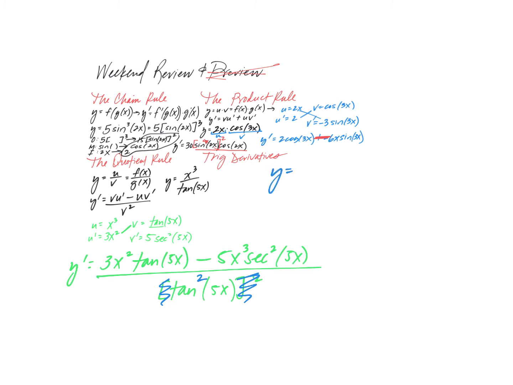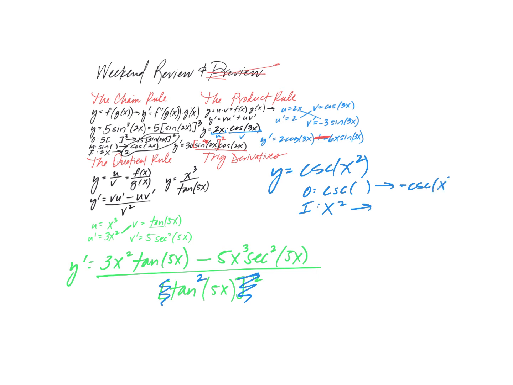Let's say we have y equals the cosecant of x squared, and we want to take the derivative. Now, a couple things you need to know. One, this is a chain rule. So we've got an outside and an inside. And in order to do this, we need to know what the derivative of cosecant is. The derivative of cosecant is negative cosecant cotangent.